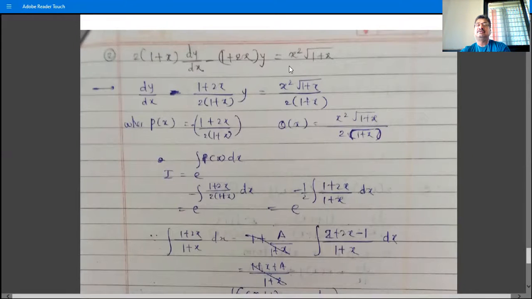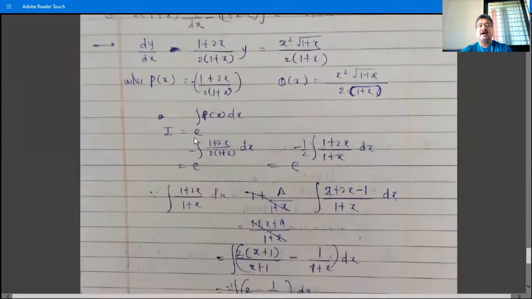So we have to solve this linear differential equation by using the method. First find the integrating factor. The formula is I equals e raised to the integral of P(x) dx, that is e raised to minus the integral of (1 plus 2x) divided by 2(1 plus x). Substitute the value of P(x), and that is minus 1/2. Take this 2 outside the integration, so minus 1/2 integral of (1 plus 2x) divided by (1 plus x) dx.